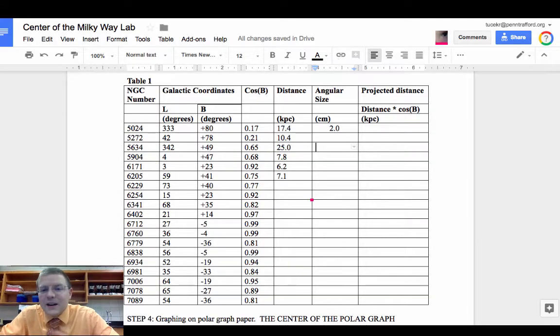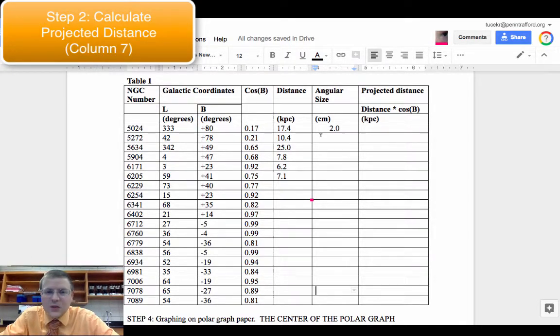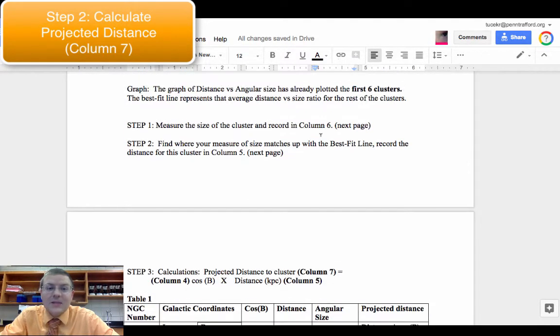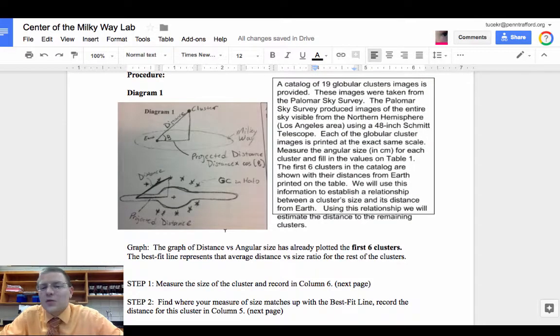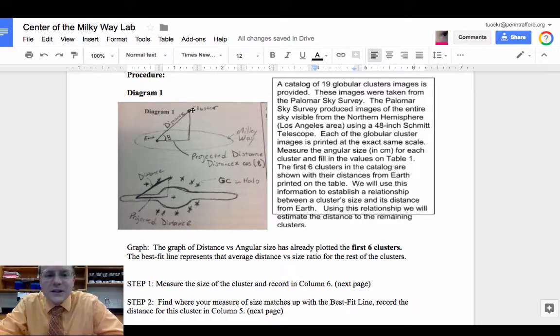So once you have the entire angular size column finished, what you need to do now is figure out the projected distance to the cluster. What does projected distance mean? It means how far would I have to walk into the galaxy to be right underneath that cluster. Since we can use right triangle geometry here, we actually just need the projected distance along the disk, which is taking the distance that we measured to the cluster and multiplying by the cosine of B, which is just an angle between the disk up to the cluster.